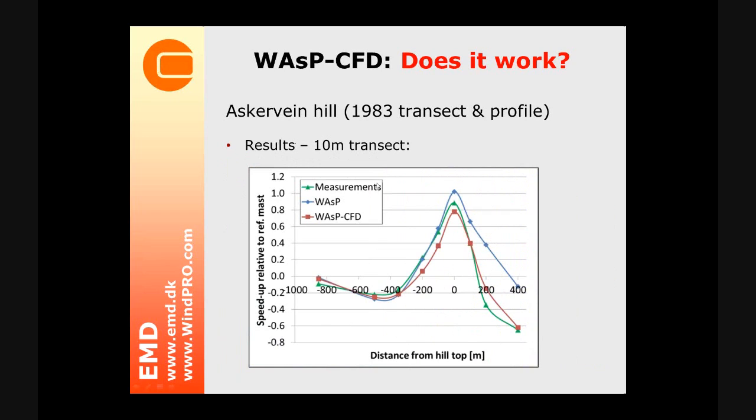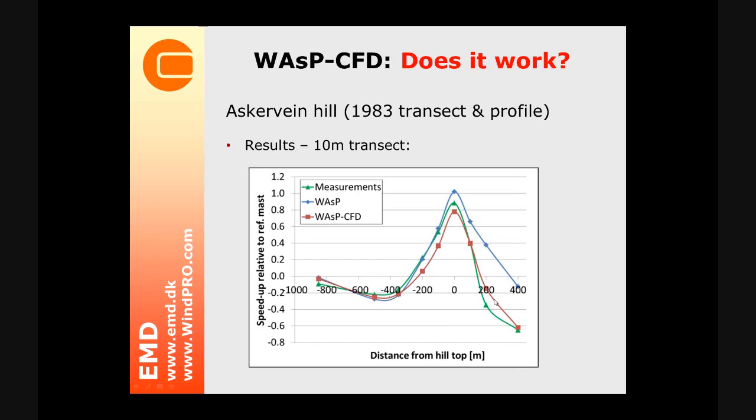So let's first have a look at the results of this transect at 10 meters across the hill. We have the speedup relative to the reference mast on the y-axis, and the distance across the hill on the x-axis. The green curves show you the measured speedups, the blue curve shows you the WASP speedups, and the red curve shows you the WASP-CFD speedups. Obviously the position of these curves is quite sensitive to the reference point. So we chose the upwind reference point, but we could also have chosen a reference point on the profile.